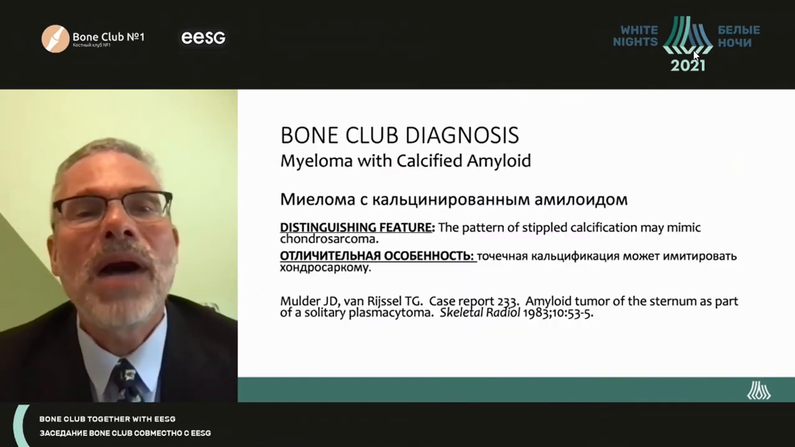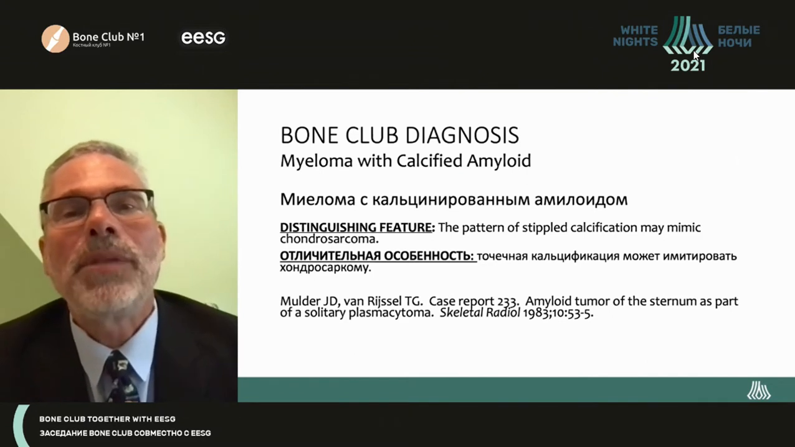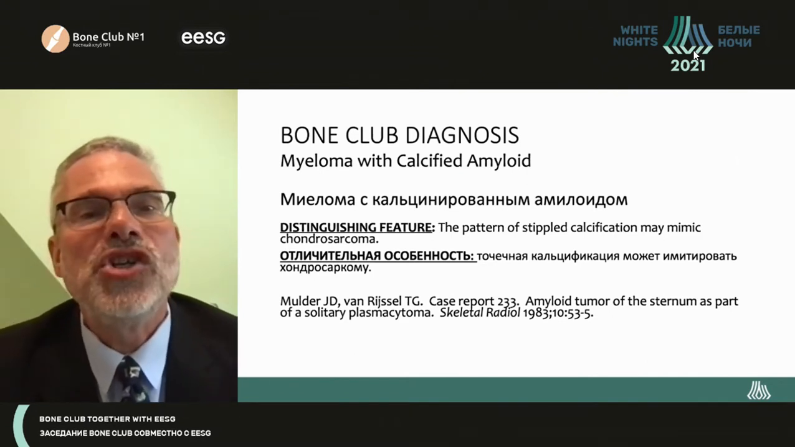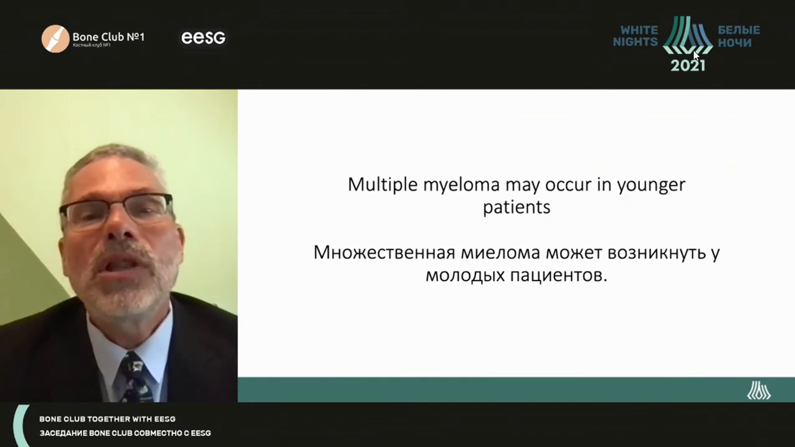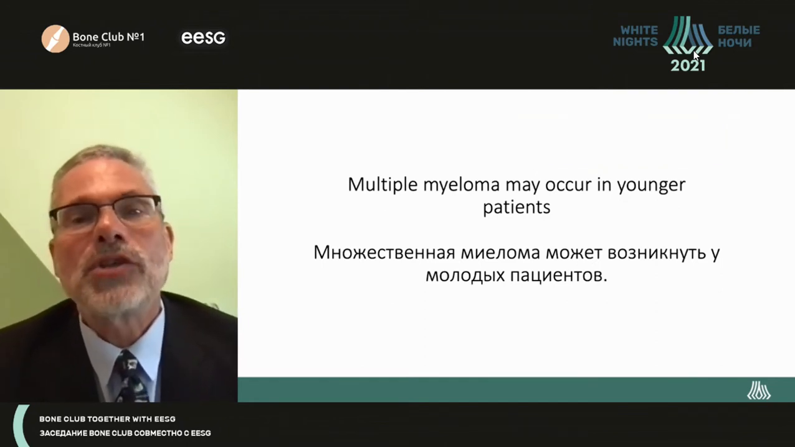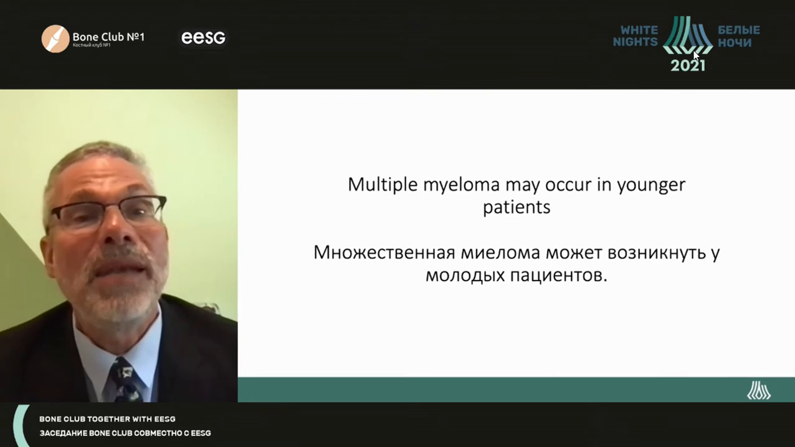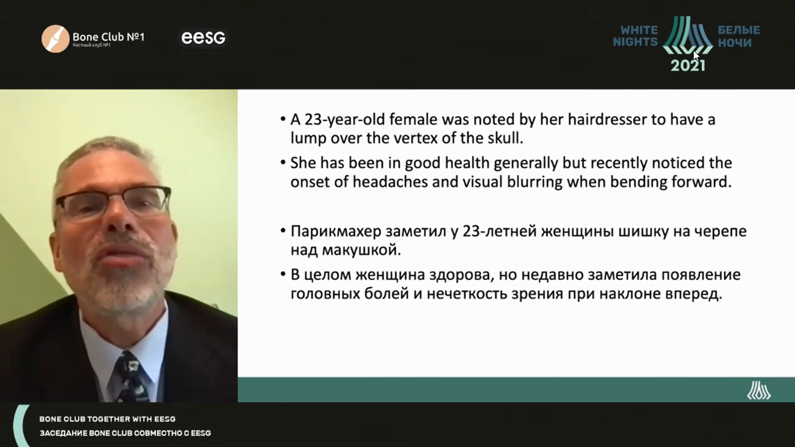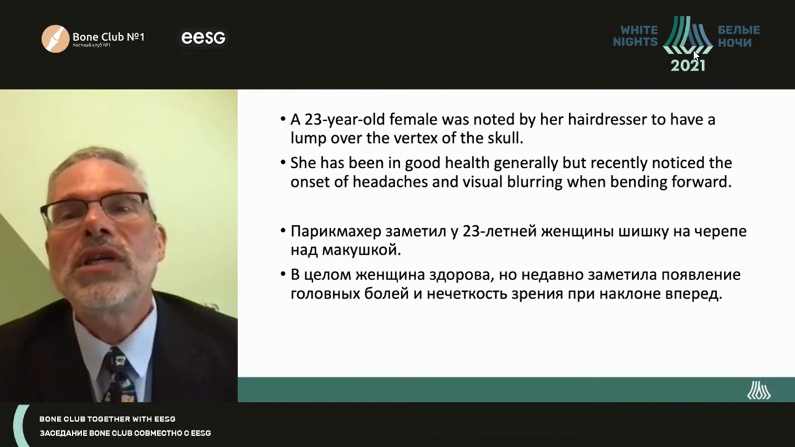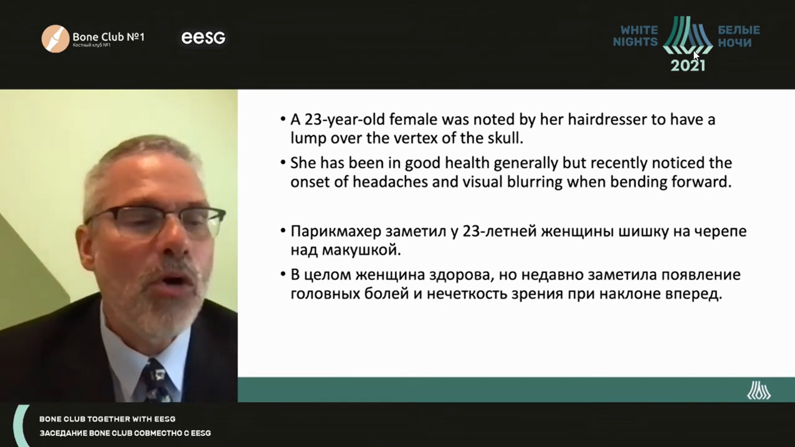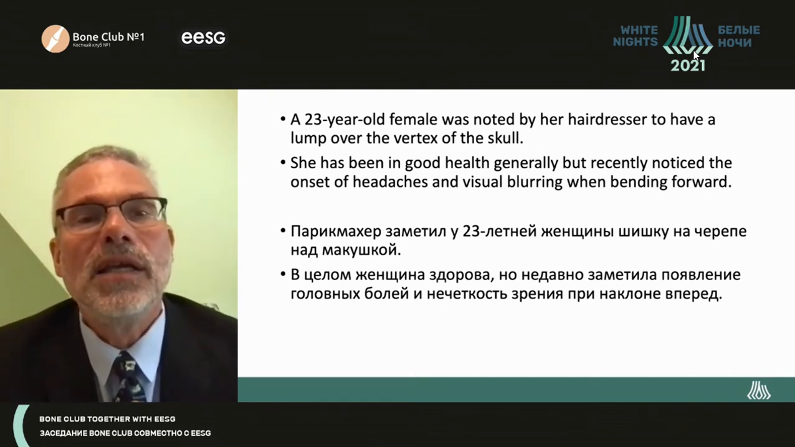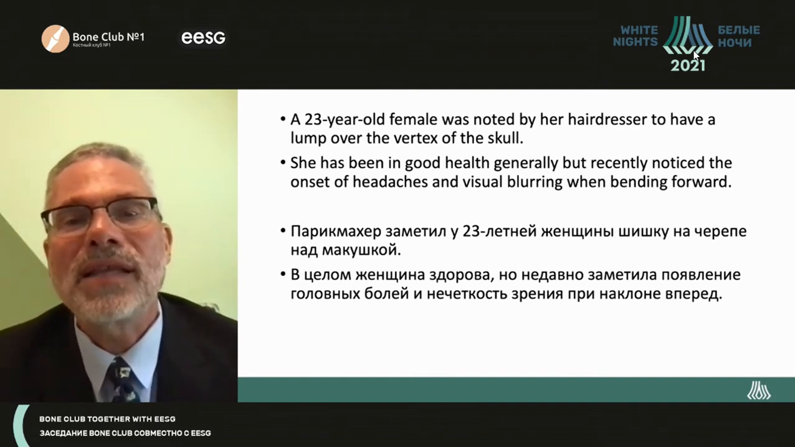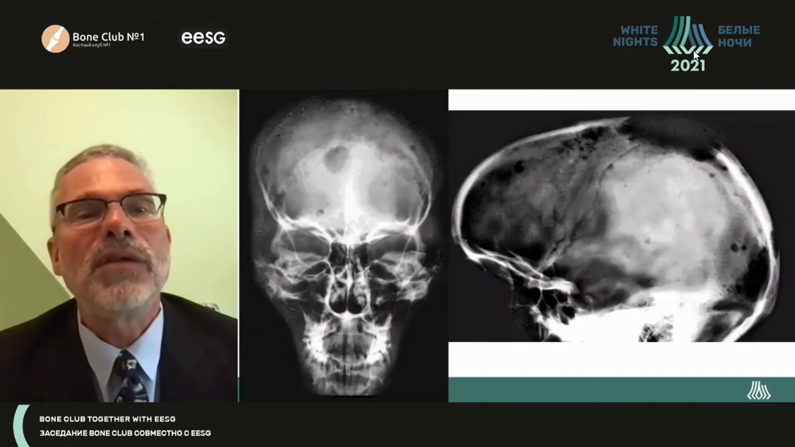So this is, again, myeloma with calcified amyloid mimicking a chondroid lesion on imaging. Now, multiple myeloma can occur in younger patients, and it's important to keep myeloma in mind in younger patients, even though it's not common. This is a 23-year-old female who was noted by her hairdresser to have a lump over the vertex of the skull.